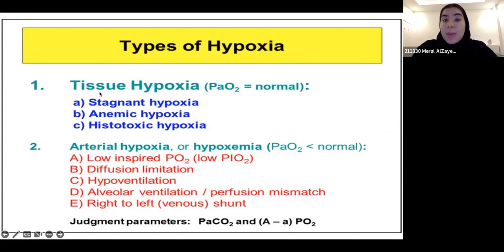Now, we will talk about hypoxemia. Hypoxemia is low oxygen levels in the blood, sorry. What should you think of automatically when we say hypoxemia or arterial hypoxia?